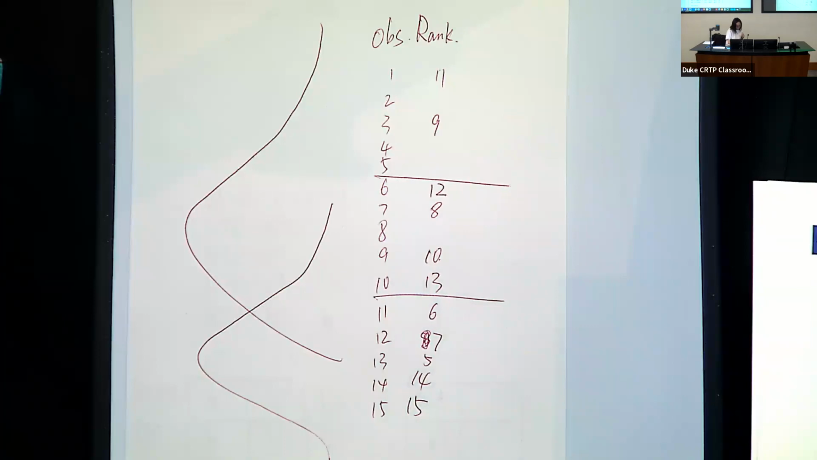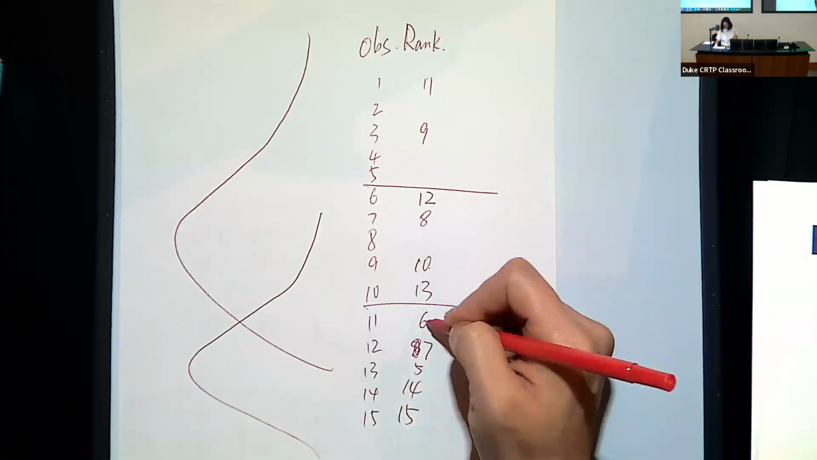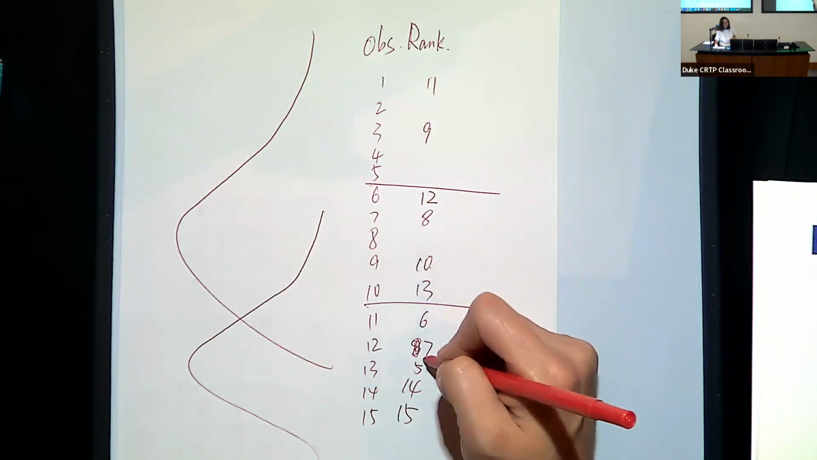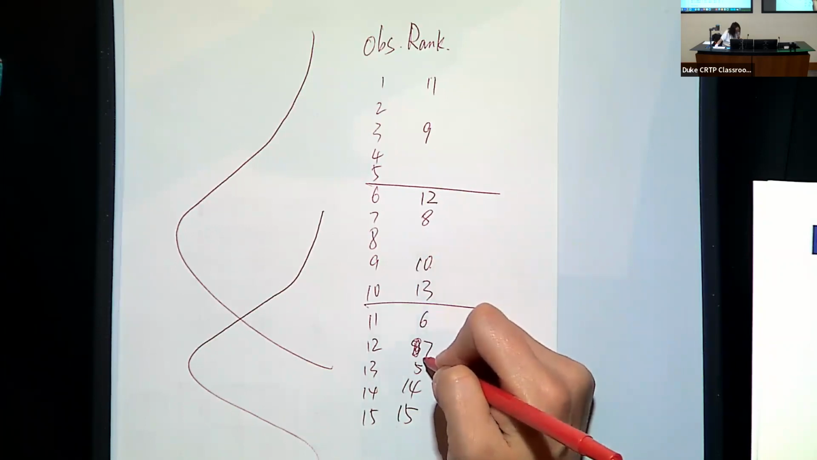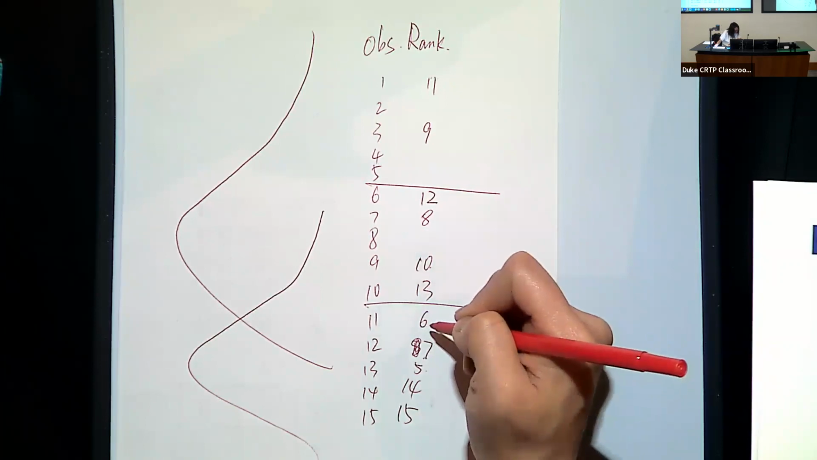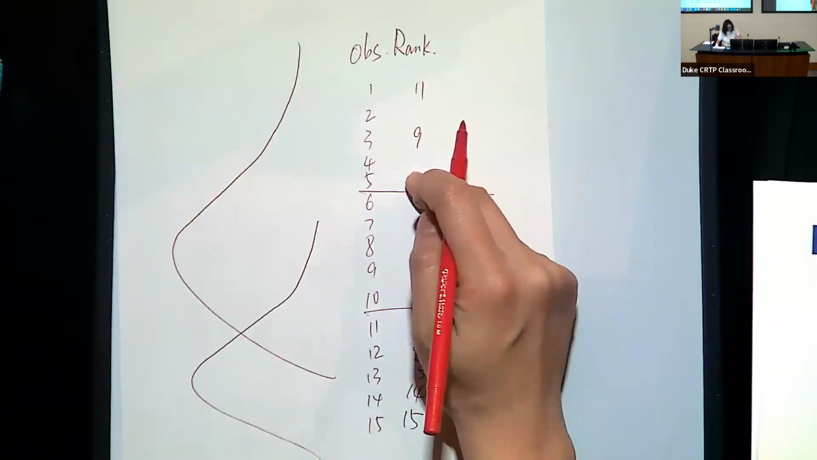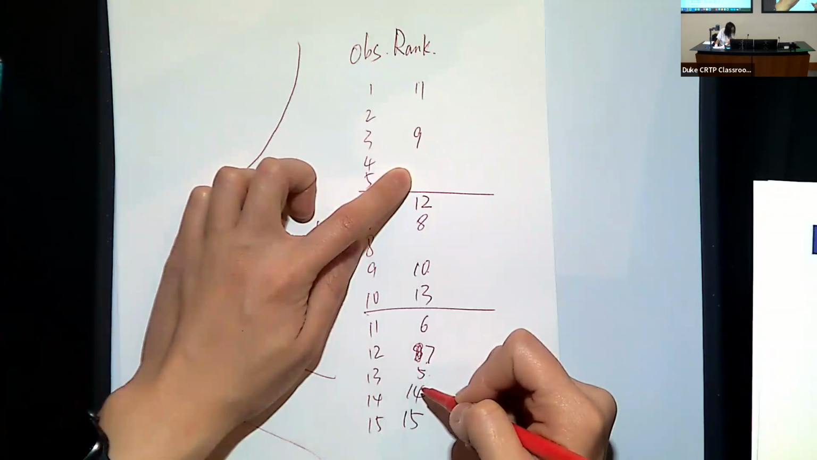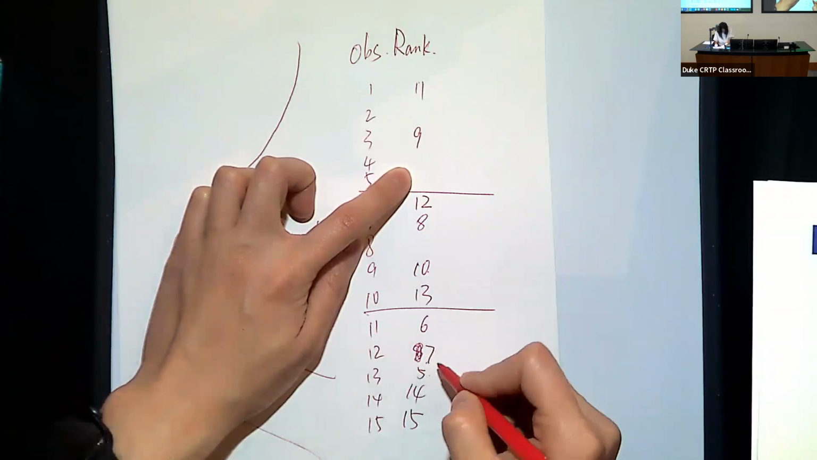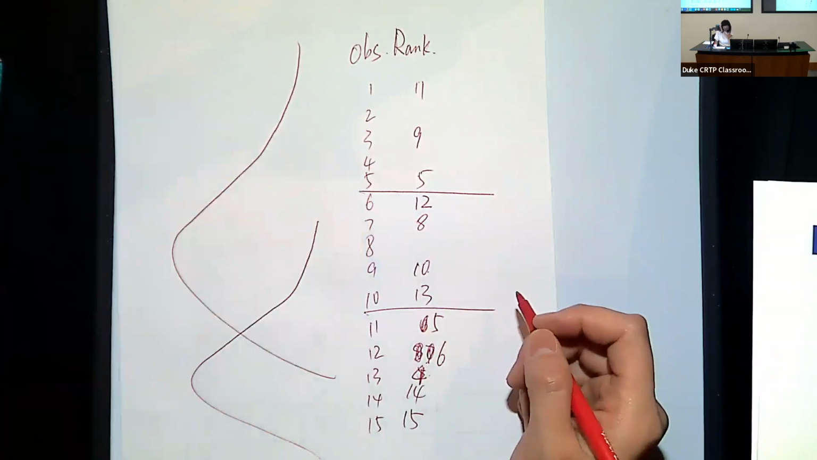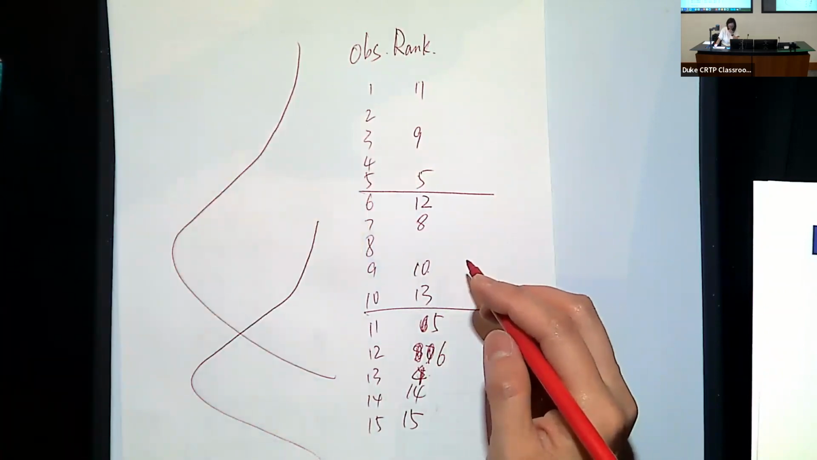So let me try to finish ranking those: 4, 5, 4, 5, 12. This is 7, sorry. And then 6. If 5 is negative 1.2, this one is between. So this is 5, this is 4, 5, 6. I did this on Excel, right.